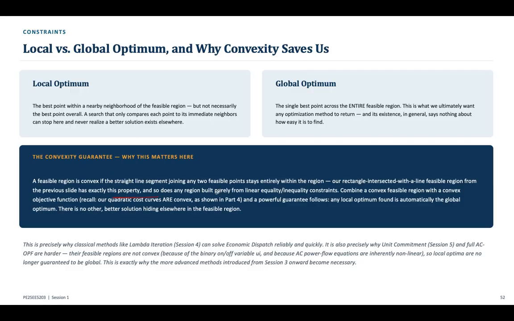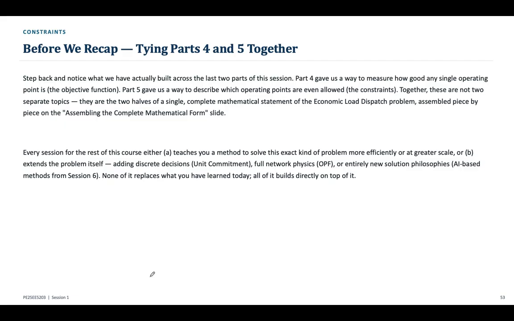This is precisely why classical methods like lambda iteration can solve economic dispatch reliably and quickly. This is also precisely why unit commitment, which will come in session 5, and full AC optimal power flow are harder. Okay.